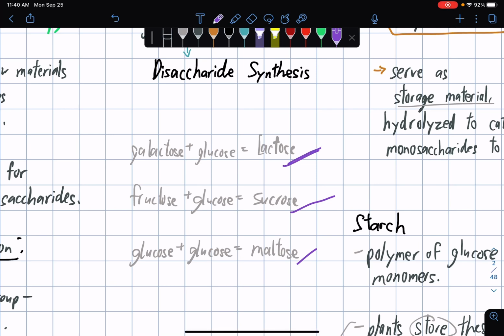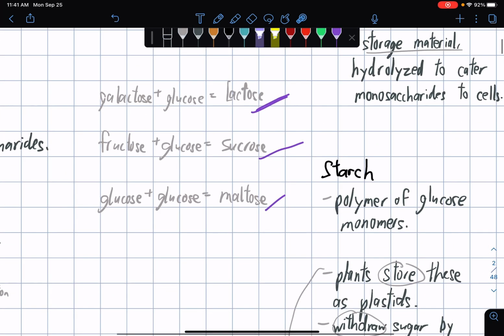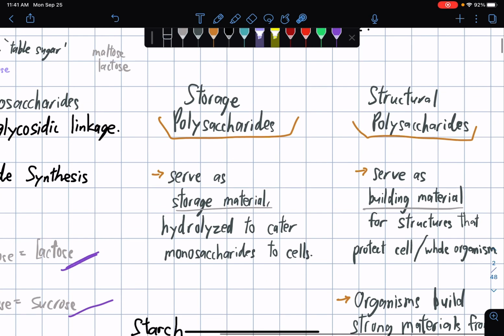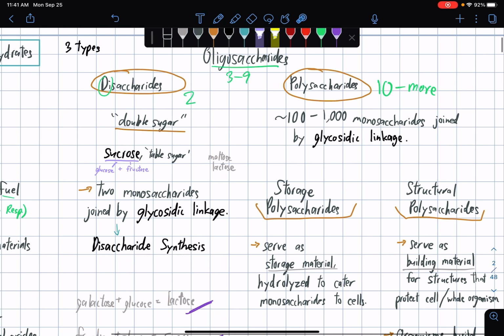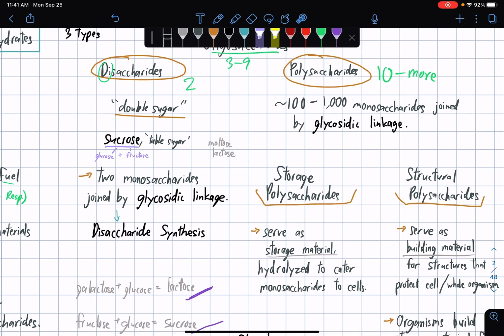Lactose is synthesized by the addition of galactose and the glucose molecule. For sucrose, it's fructose plus glucose, as I mentioned earlier. And for maltose, this is particularly an ingredient in making beer. It's basically two glucose molecules added together. Now, let's go with polysaccharides. So there are two things that fall under polysaccharides.